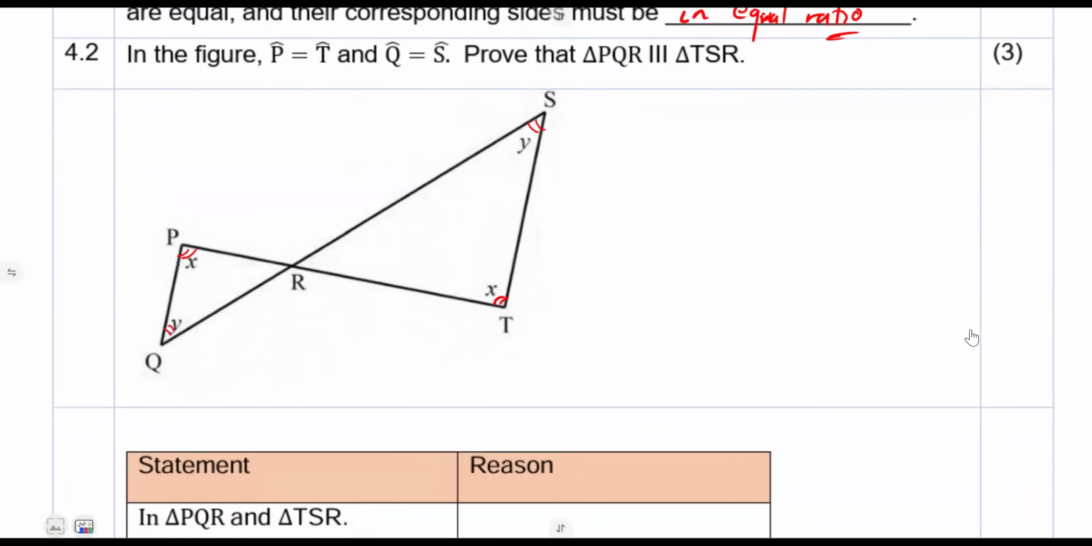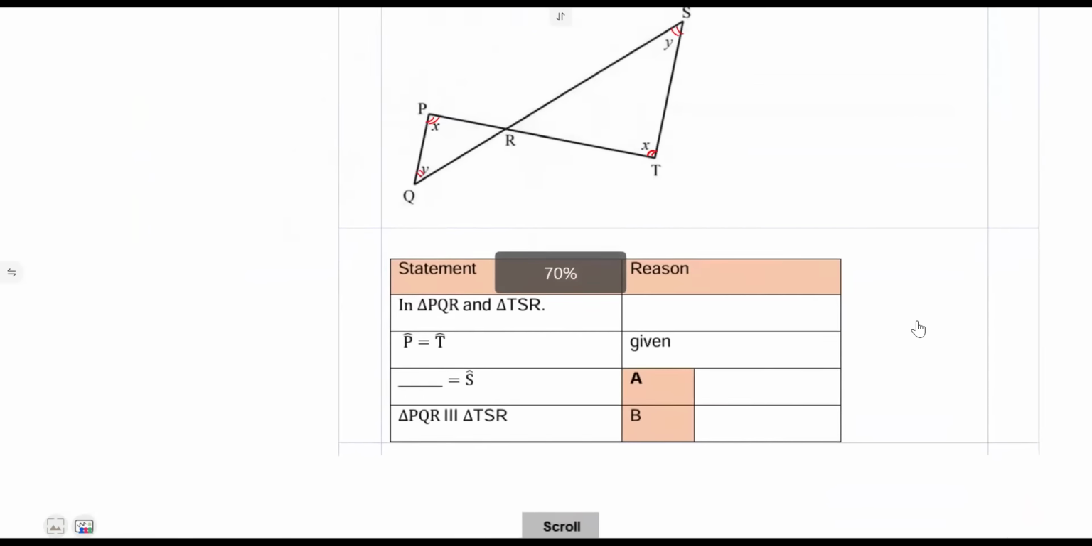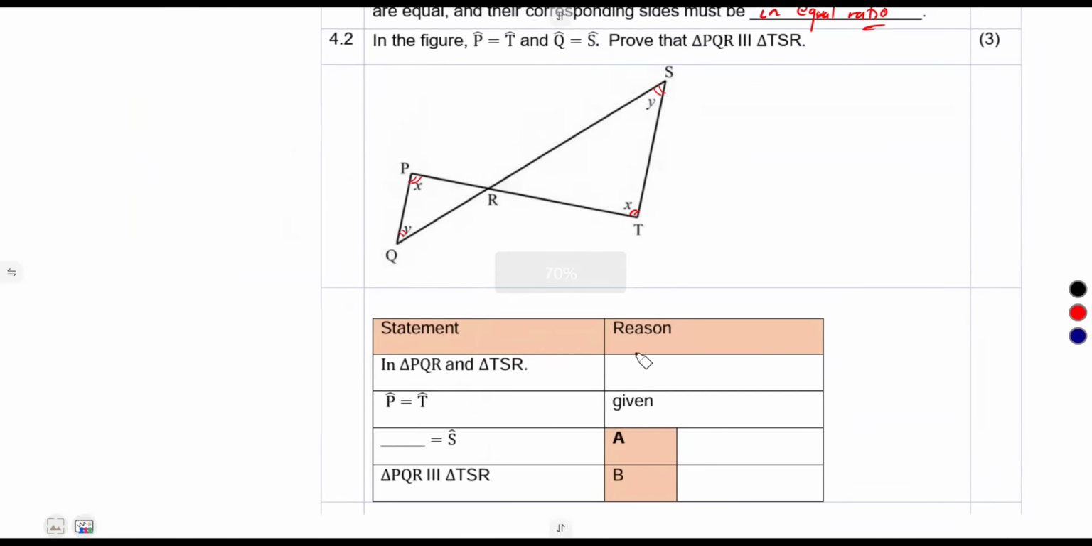So in that case, already we have got angles that we are given. Just going to complete here. In triangle PQR and triangle this, angle P is equal to angle T. It's already given. What about angle S? Angle S is equal to angle Q. It's already given, remember, we are told that angle Q and S. So therefore, these ones, they will be similar because of angle.